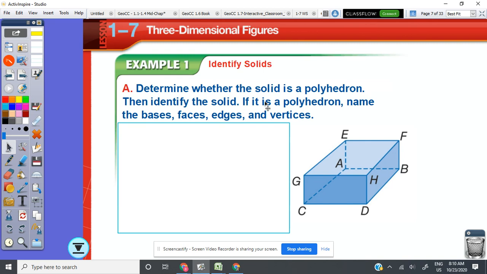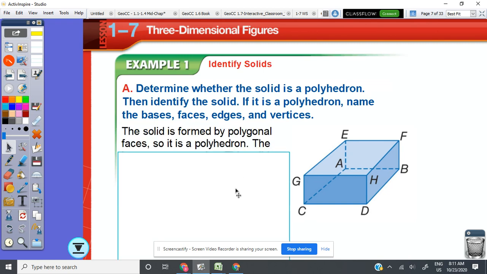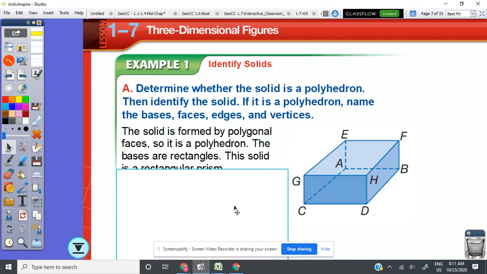Okay, identify the solid. Name it by its bases. Well, remember the bases, we said top and bottom. So the top's a rectangle here. Be careful, this A is down bottom. This H is labeling up top, though. So let's name the bottom edge. The bottom would be rectangle A, B, D, C. We call it a rectangular prism because it's made of rectangles.